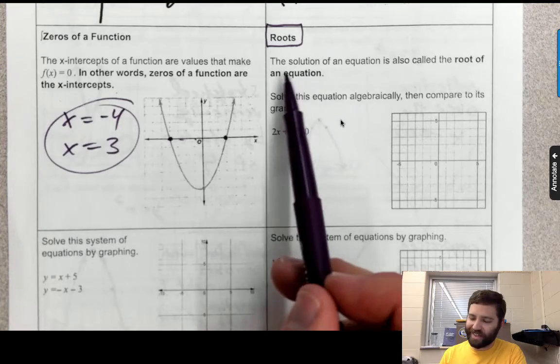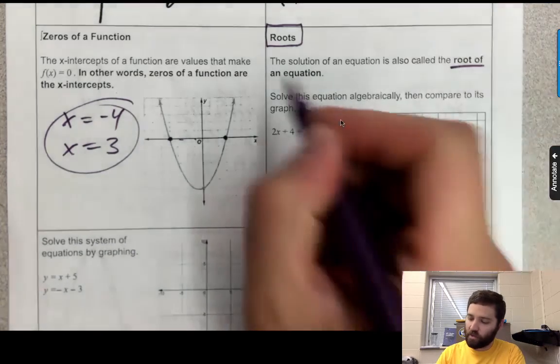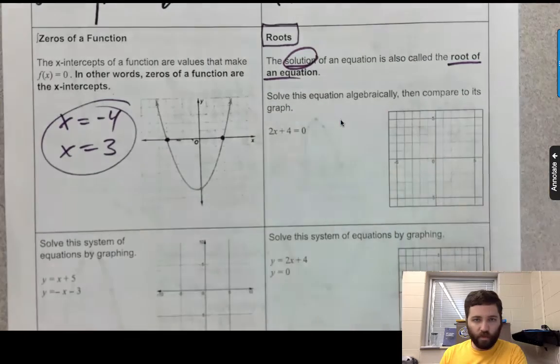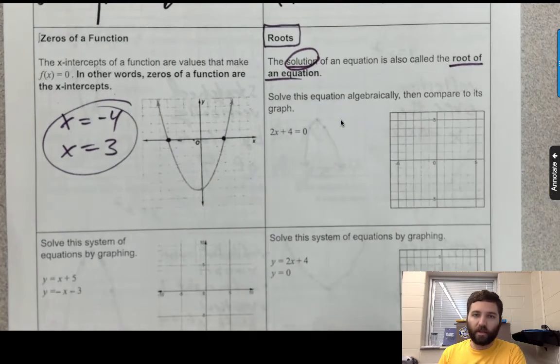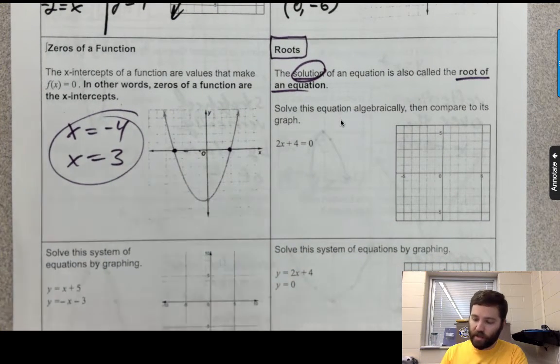Sorry, I should just read this. The solution of an equation is also called the root of an equation, okay? So roots and solutions mean the same sort of thing. Let's solve this equation algebraically and then compare it to its graph. You should try this: solve it, and then compare it to its graph.